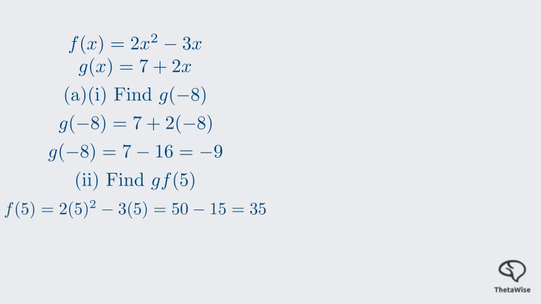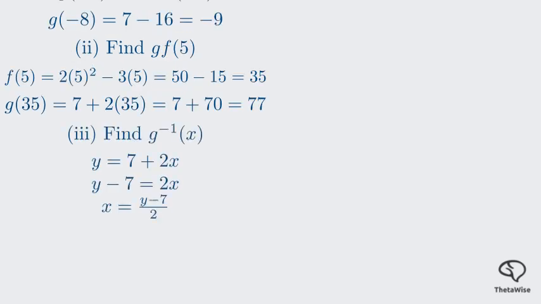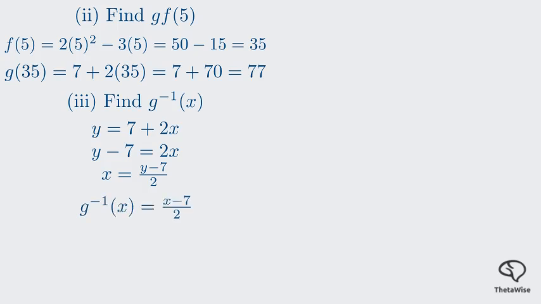So first, find f of 5. Now we put this result into g. 7 plus 2 times 35 is 7 plus 70, which is 77. For part 3, we find the inverse function of g. Let y equal 7 plus 2x, then rearrange to make x the subject. So, the inverse function is x minus 7 over 2.